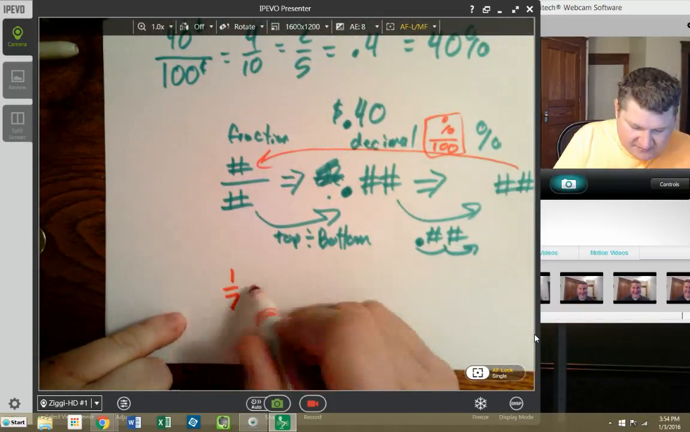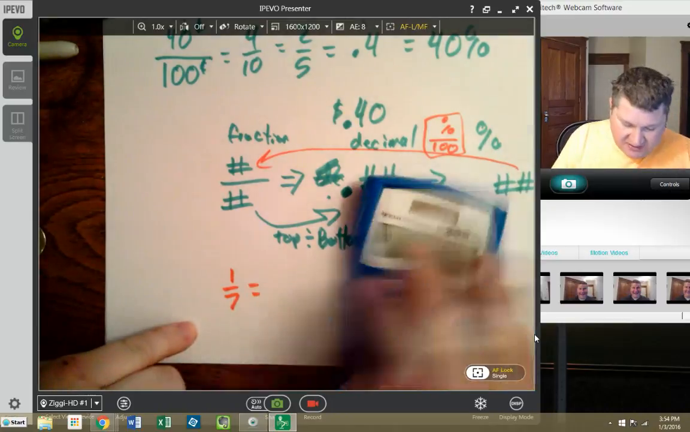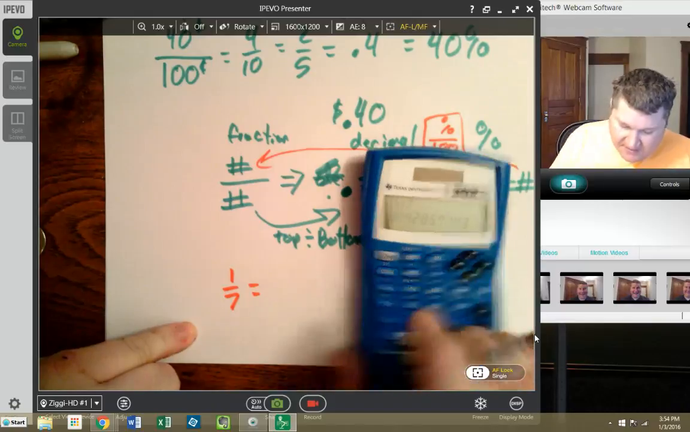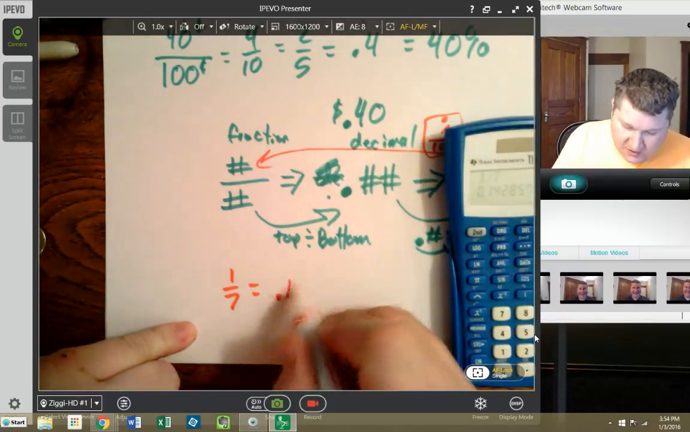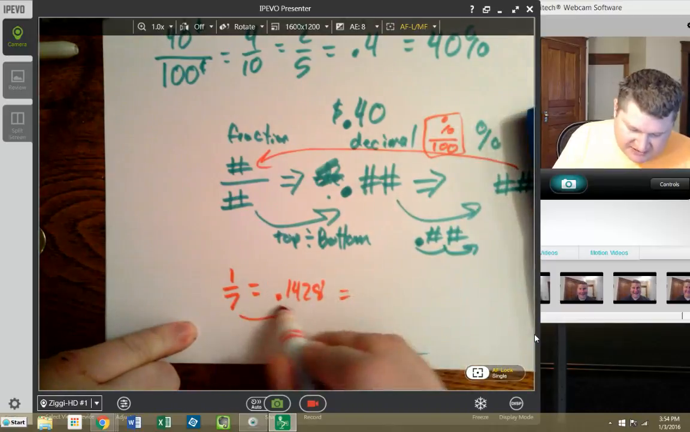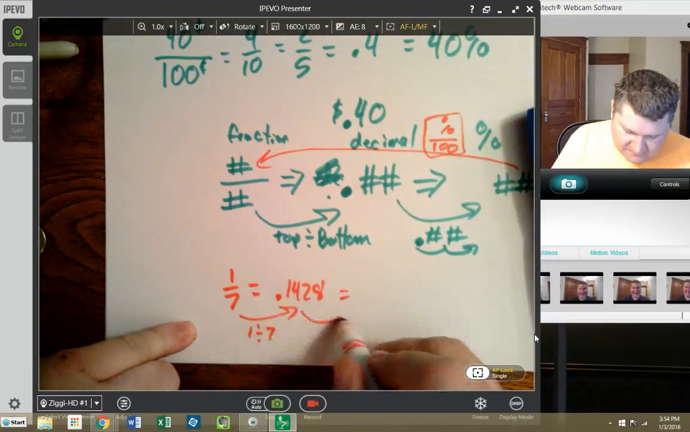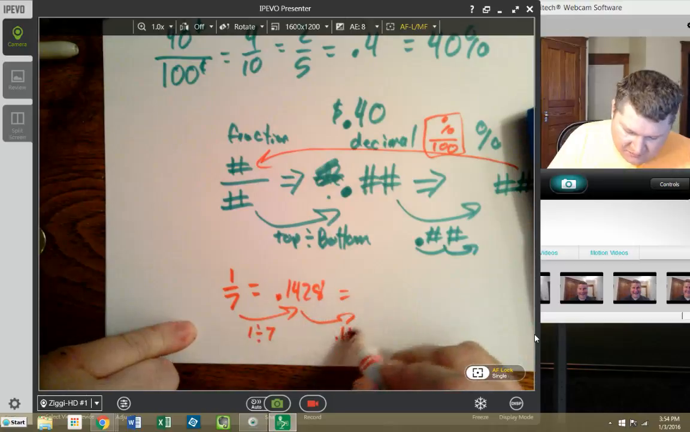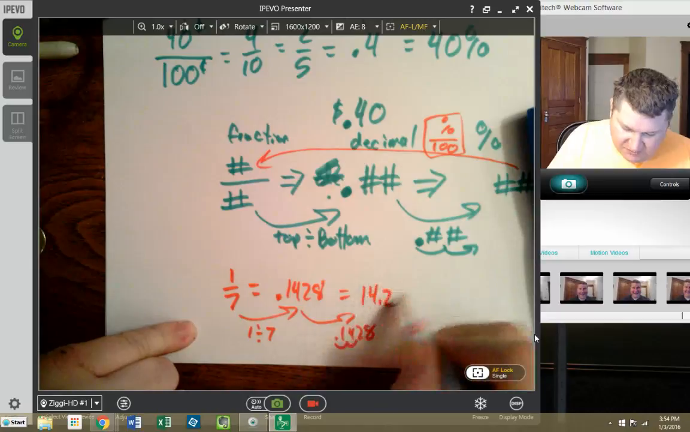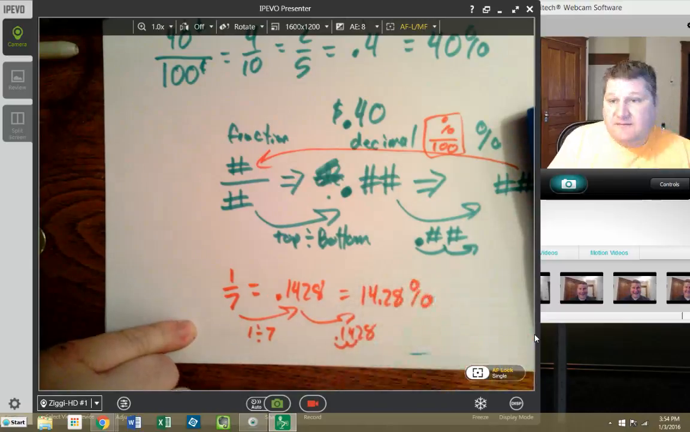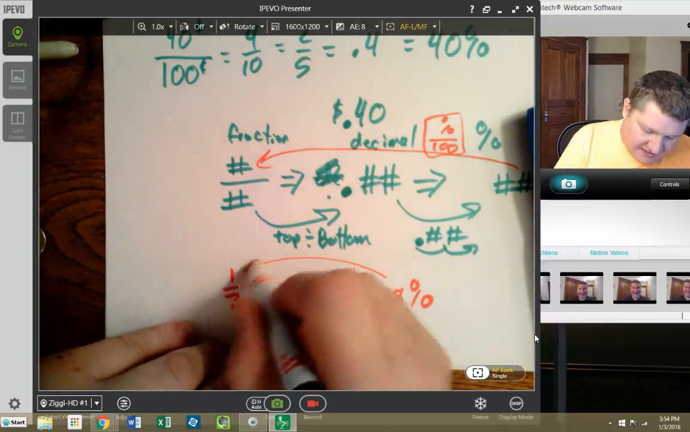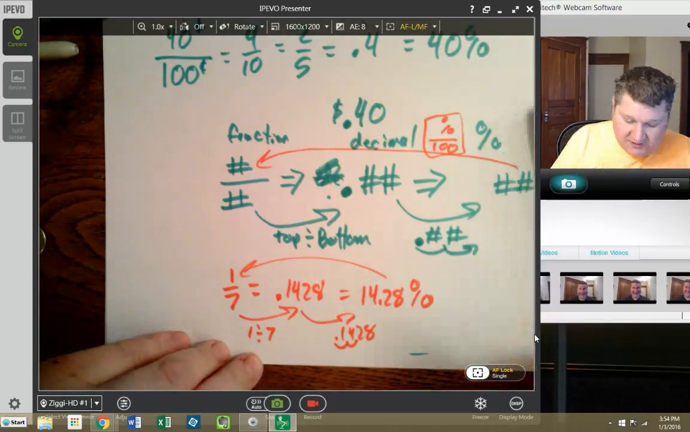So if I have 1/7, to change it to a decimal, I take top divided by bottom. 1 divided by 7, and I get 0.1428. To change that into a percentage, I take 0.1428, but I move the decimal 2 spots, 14.28%. Now, if I want to take that and I want to turn it back into a fraction, this is where it gets a little weird.